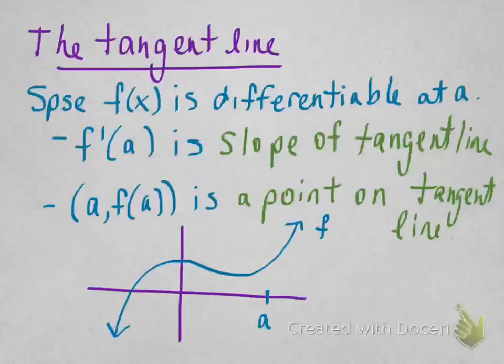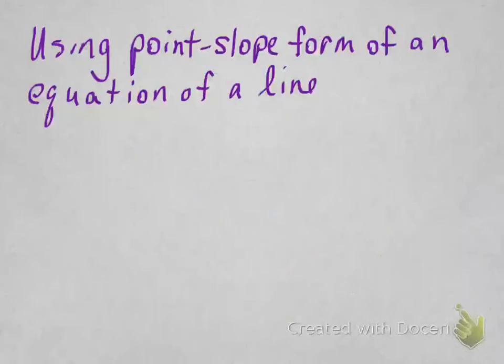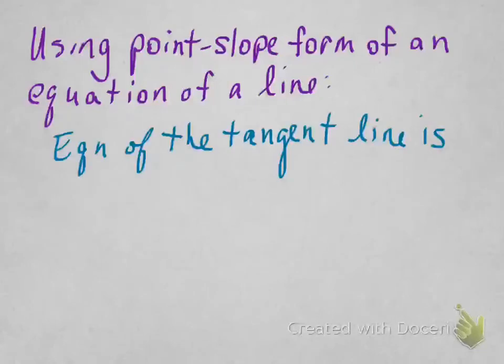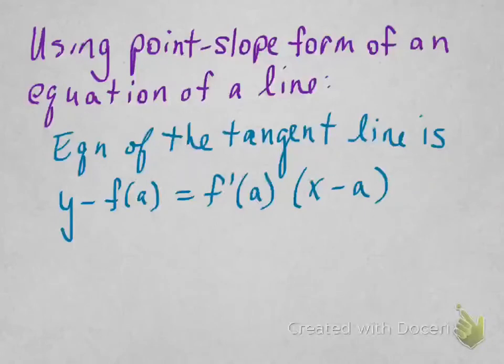So here's a picture. I have a graph f, I have a point a, I have the corresponding point a, f of a. I draw the tangent line through that point, and that has the slope f prime of a. Now, as you know, one way that I can write the equation of a line is using point-slope form. So if I do that, the equation of my tangent line is just y minus f of a equals f prime of a times x minus a.